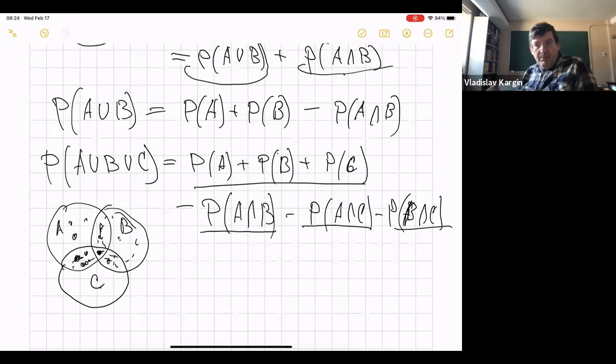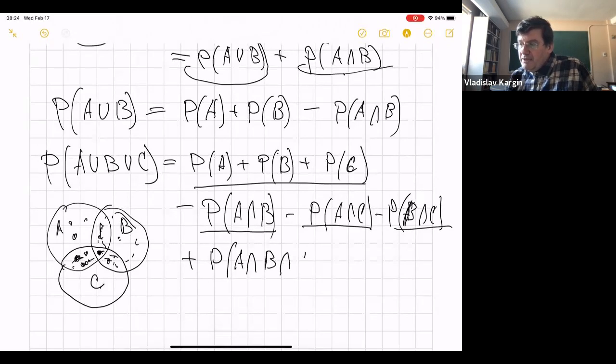The probability of the outcomes in the intersection of all 3. But it means that I didn't count them at all. So I need to count them. So I put them back, and write that this is equal to the probability of A and B and C. Now this is the formula which works. That is why it's called the inclusion-exclusion formula. You count it once, then subtract it, then look, maybe I subtracted too much, and add them back.